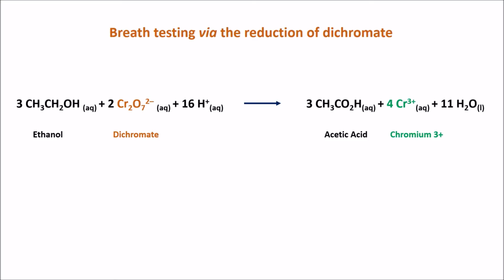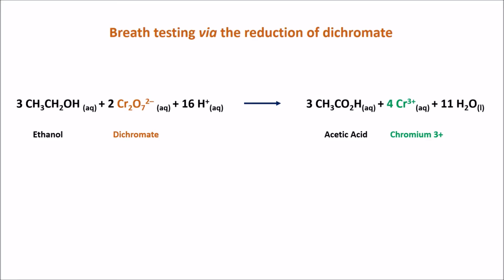To monitor this reaction, we use UV-vis spectroscopy. Using this technique, we can observe the change in concentration of dichromate. If we know how much dichromate we started with, and also know how much dichromate we're left with when the reaction was completed, we can figure out how much ethanol was in our sample.